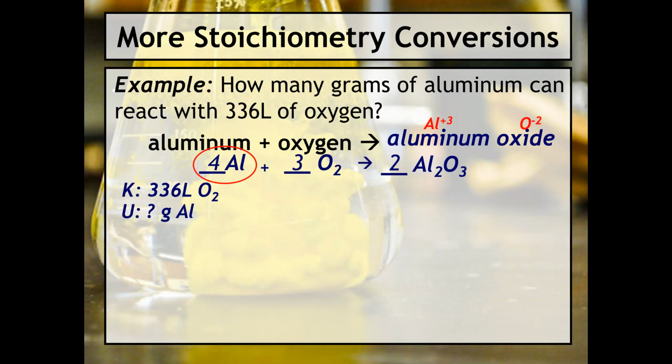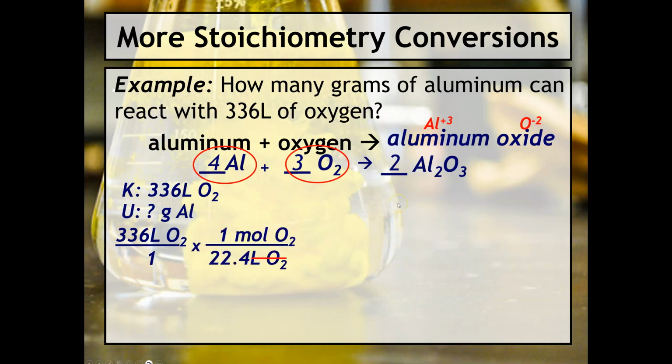So we're going to go from aluminum to oxygen, which is a 4 to 3. We ignore the aluminum oxide section. So now we're going to go 336 liters of O2. We're going to get rid of the liters, so we're going to have to use 22.4 liters of O2, which is pretty much our STP conditions.